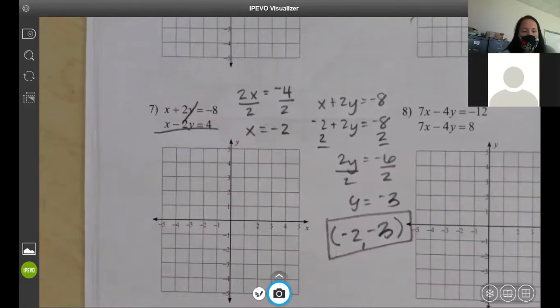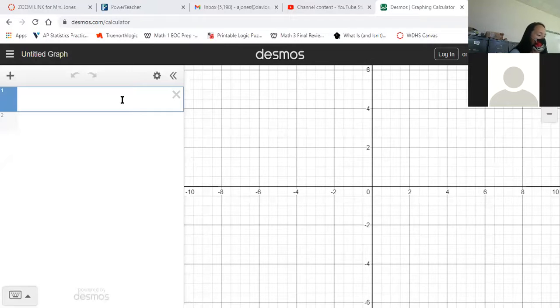I'm going to stop sharing for a minute. I'm going to pull up Desmos. And I'm going to show you how easy these are in Desmos. So now share my screen. If you guys look back, I'm going to go back to the front and I'm going to do number 3. So I'm literally typing in number 3, y equals. So I want you to do this in Desmos.